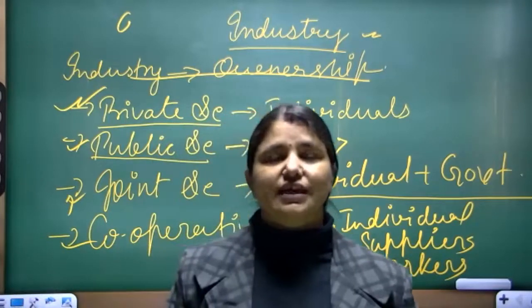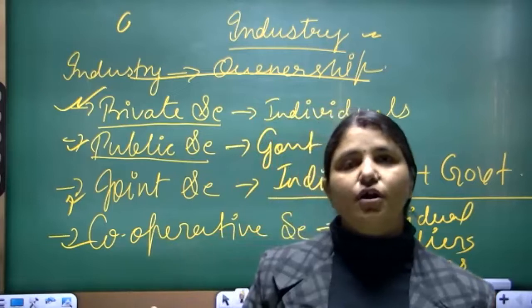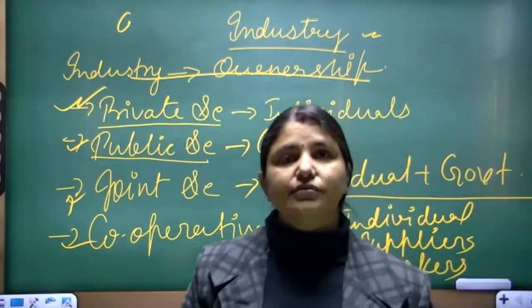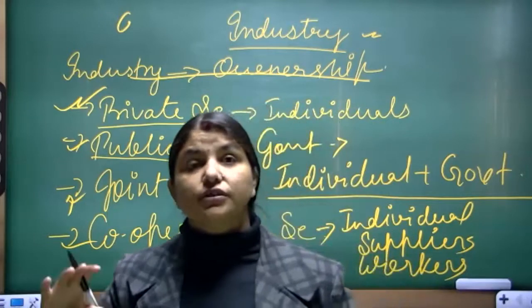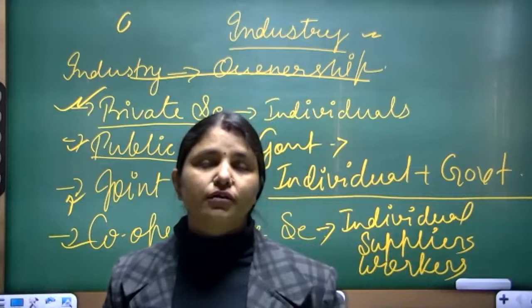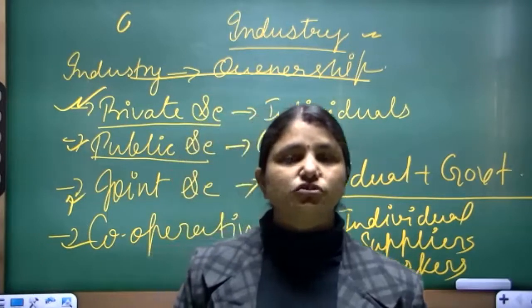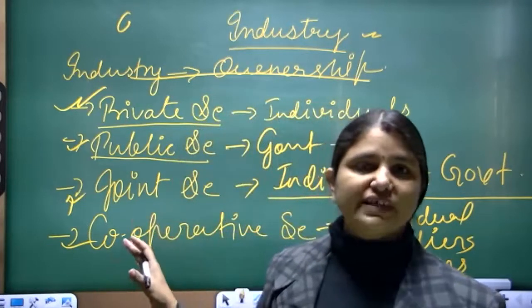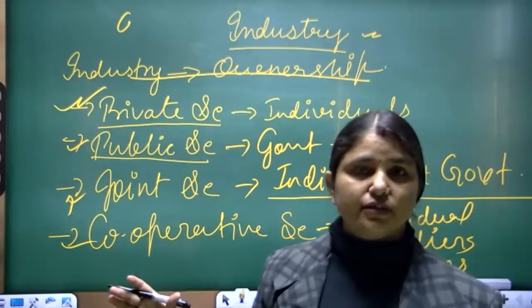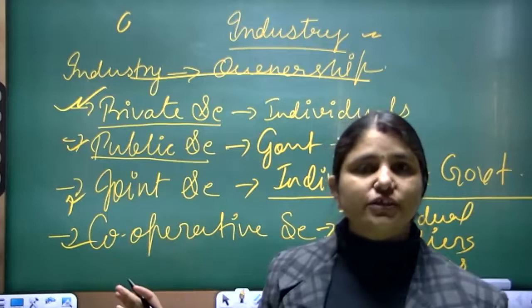And the large scale industry, there we see number of workers are more, investment is more over there, and except the investment, we can say the production which they are making over there, that is also more, you know. And last one we see on the basis of ownership: private sector, public sector, joint sector and cooperative sector. So I hope all of these are clear to you all.